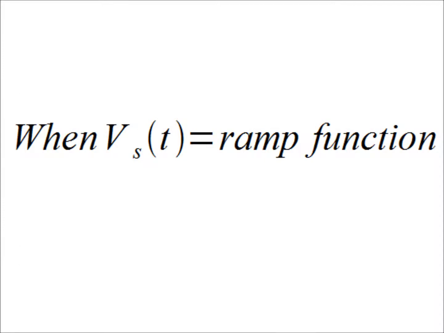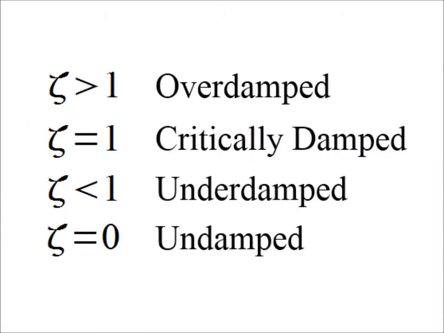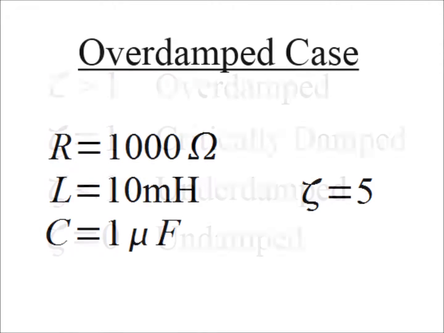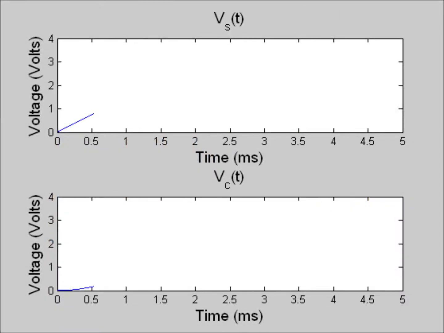So now let's move on to where our source voltage is a ramp function. And the same damping conditions apply as previously. We're just going to be looking at a new source voltage to see what kind of response that gives us. So first we'll look at our overdamped case with the same component values as were in the previous example. We take a look at the simulation here, and we note that the capacitor voltage is having a lot of trouble keeping up with the source voltage, and that's again because the resistor is taking a lot of energy out of the circuit. It eventually gets there, but slowly because of the high valued resistor.